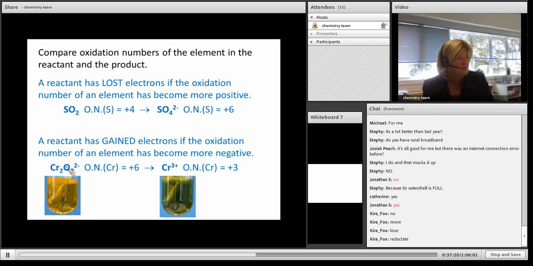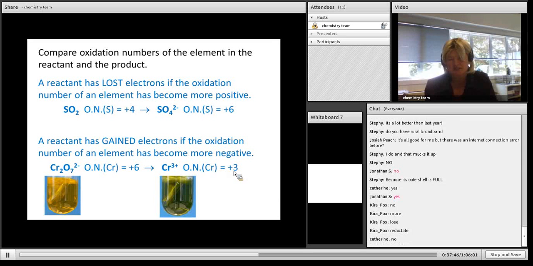So with dichromate, the chromium, remember, we worked out was plus 6, and it's become plus 3 for the Cr3+ ion. So dichromate has gained electrons. It's become more negative. Less positive, more negative, same thing. So it's gone from plus 6 to plus 3, so it must have gained electrons, which means it must be the happy ant. It's gained electrons, so it's an oxidant.